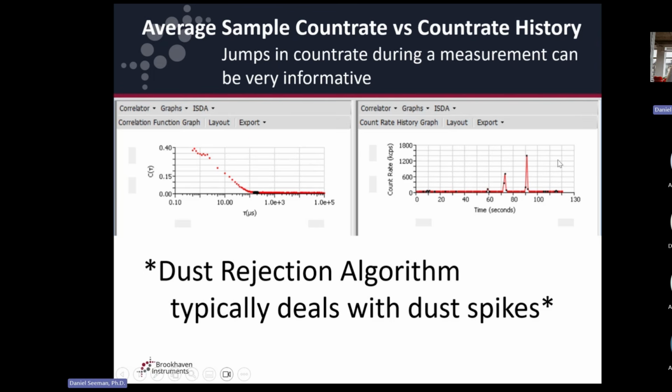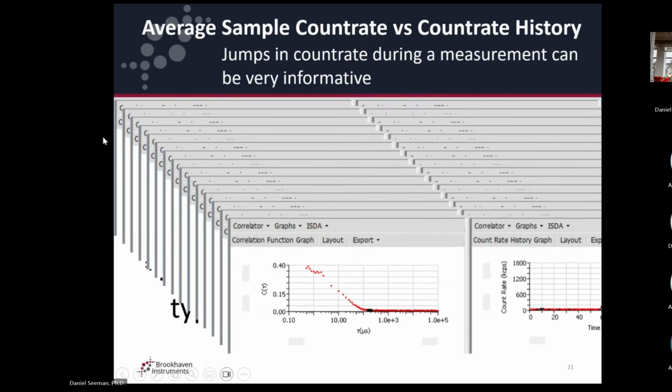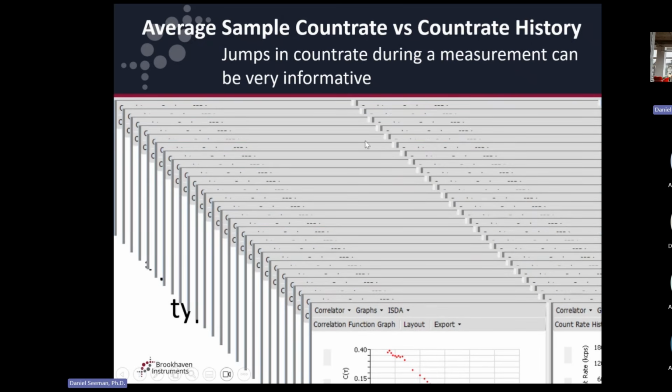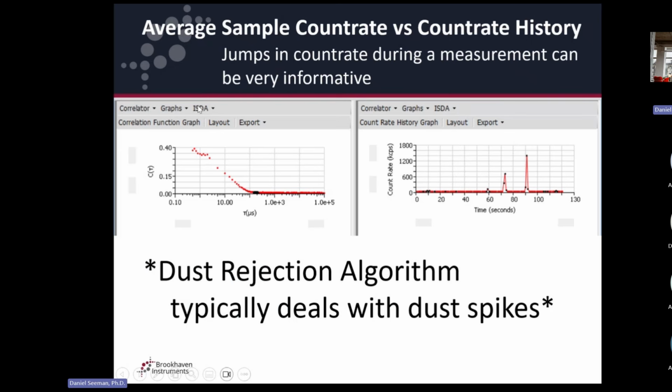So in any individual DLS experiment, your raw data is basically a single autocorrelation function and then a count rate history, which is basically the instantaneous sample count rate taken every 1 second during the measurement. We also have something we call a dust rejection algorithm, which, in a given experiment, will selectively omit dust-contaminated data from the running average of the correlation function. So for the time-dependent data that we're about to look at, we essentially have a time series made up of a number of individual correlation functions and count rate histories.